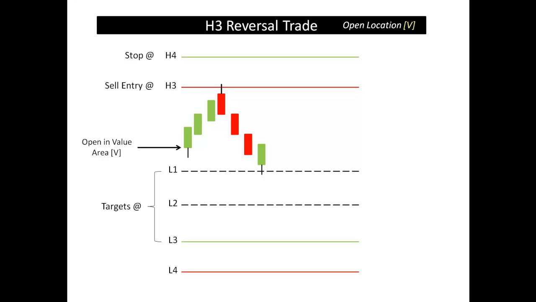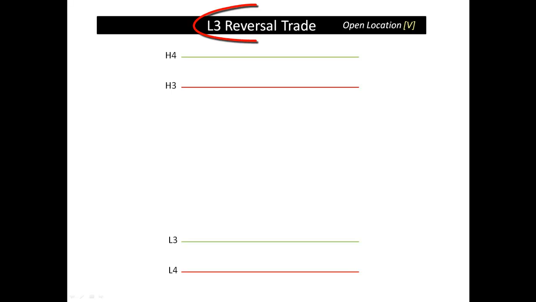Okay, so that's going to be your final target on this trade. Okay, so let's move on to the L3 reversal trade.